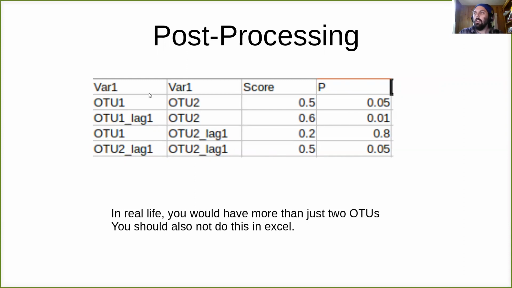It's essentially this row and this row are going to be redundant with each other, whereas these ones are not. And in this particular case, we have a better score when we lag this one than we do when we don't lag either of them. We have a worse score when we lag OTU2 than when we don't lag either of them. So again, in real life, you have more than just 2 OTUs. Also, I'm doing this in Excel just to show you, but you probably shouldn't actually literally lag your data in Excel, but you could.